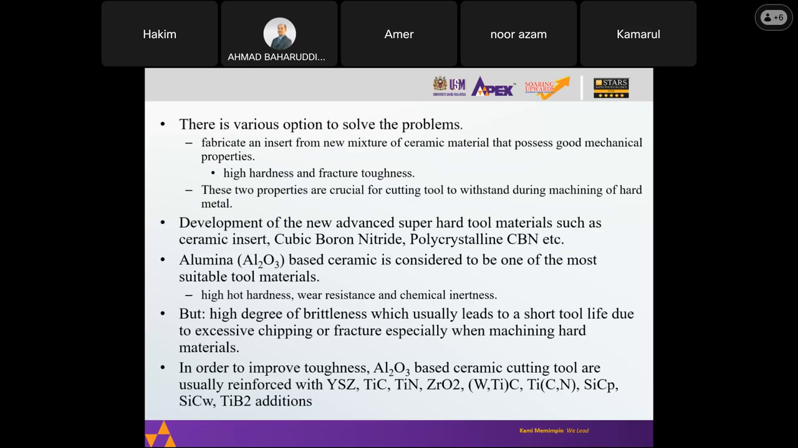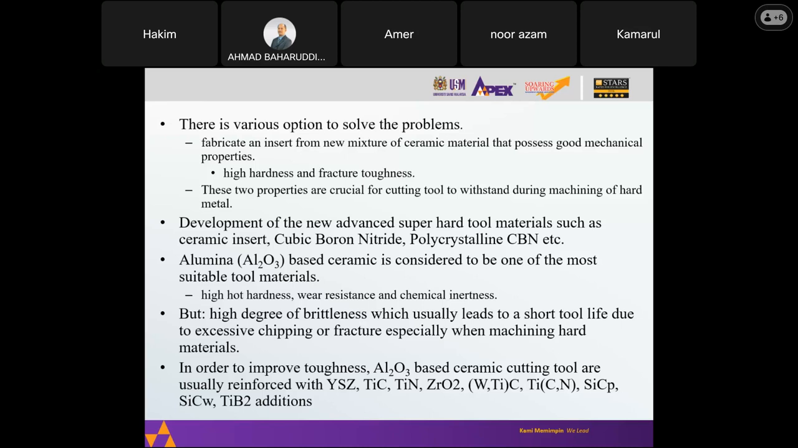Alumina based ceramic is considered to be one of the most suitable tool materials because of its characteristics of high hardness, wear resistance, and chemical inertness. But on the other hand, alumina-based ceramic also has a high degree of brittleness. It usually leads to short tool life due to excessive chipping or fracture, especially when machining hard material, because of the brittleness characteristic in ceramic based or alumina based material.